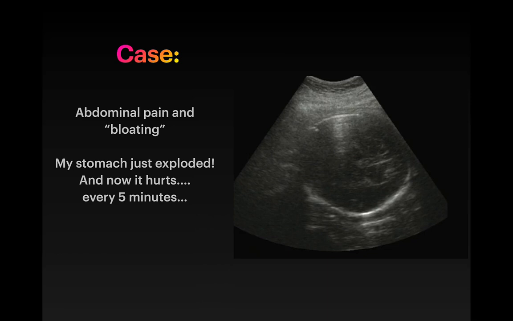So you pull out your ultrasound machine just to find out what's really going on. You measure your biparietal diameter, and you find out that this person is about 36 weeks and going to marry her.